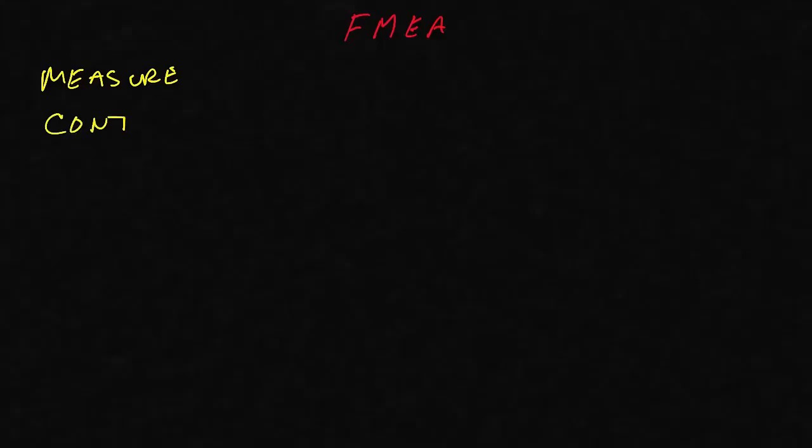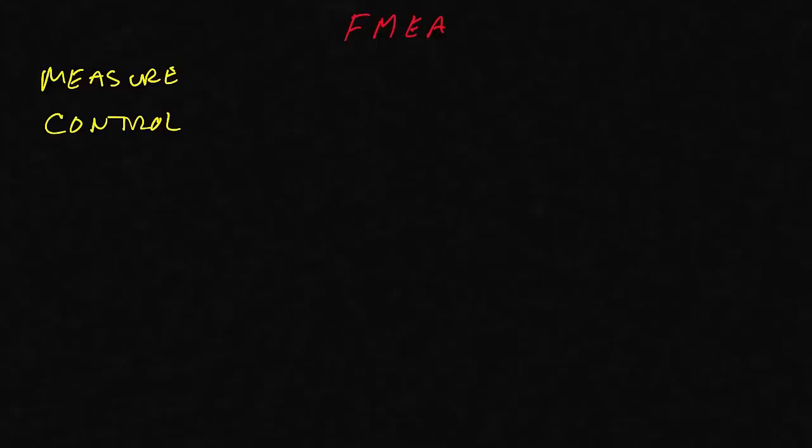Then we will come back and use FMEA in the control phase to try to document any failure modes that we anticipate could happen, and to give the process owners a list of corrective actions or responses to those different failure modes that we predict might happen in the future. So let's take a look at what FMEA is trying to do.